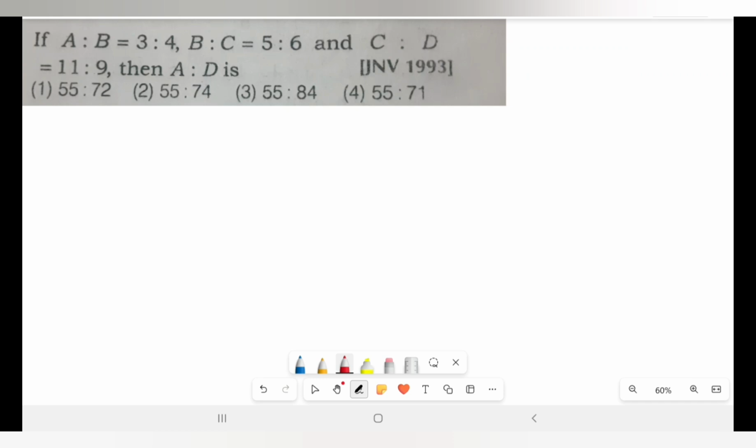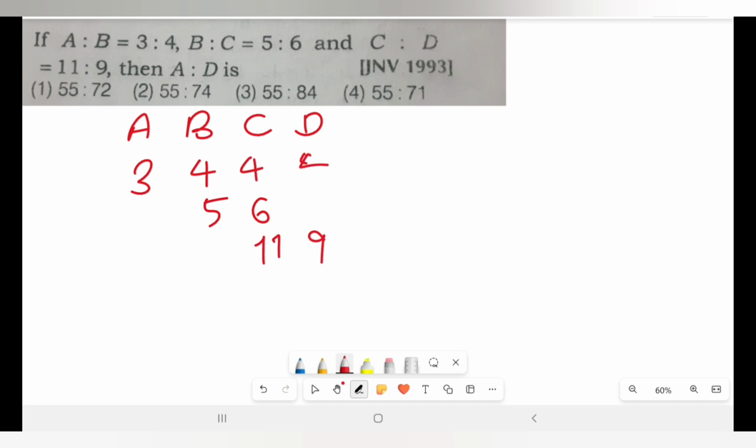Here in this question, A by B, B by C and C by D are given and asked us to find out A by D. So here you have to use this shortcut A, B, C, D. So A by B is 3 by 4 and B by C is 5 by 6 and here C by D is 11 by 9. Alright. So here empty value, neighboring value is 4, 4. Alright. So here empty value is 6 and here empty value is 11 and here also 11 and here it is 5. Okay. So here we have been asked to find out A and D.